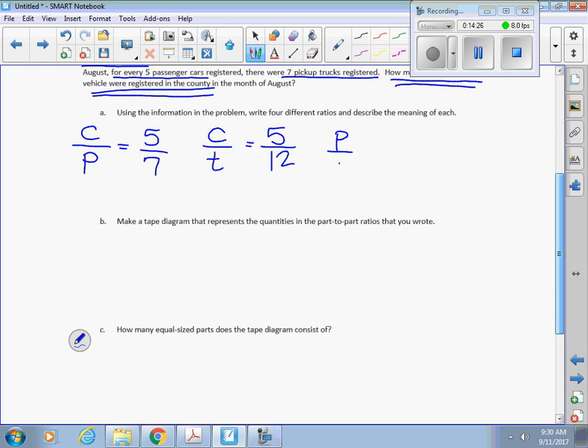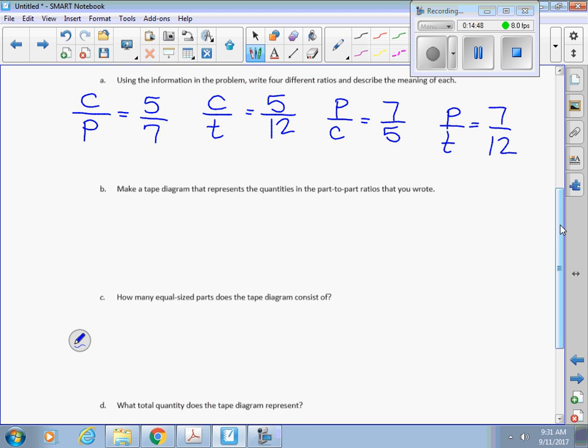Let's do pickups to cars, right? How many pickups were there? Jada? 7. Very good. How many cars? 5. All right, let's do pickups now to total. Pickups to total, who can give me that example, please? Yes. 7 to 12. Very good, 7 to 12. So we have 4 different ratios there.